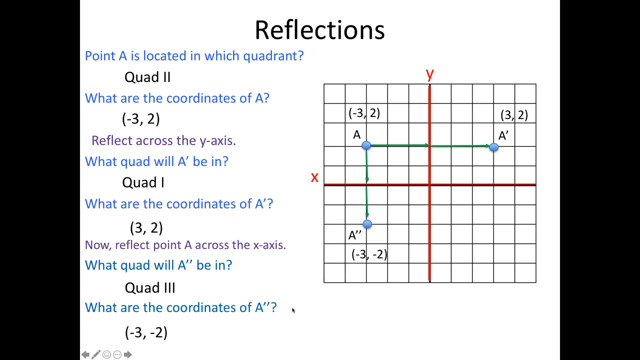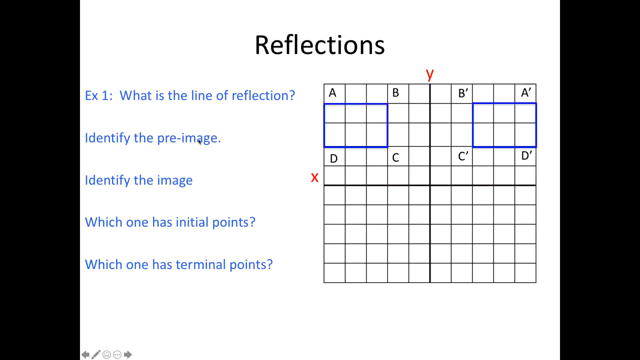The last one we're going to do is, what is the line of reflection? It's going to be the line that is the same distance away from all of the corners. So in this case, it would be the y-axis. Which one is the pre-image? The pre-image is the one without the primes, so the one on the left. Identify the image. The image is the one on the right because it has the primes. It is after it has been reflected.